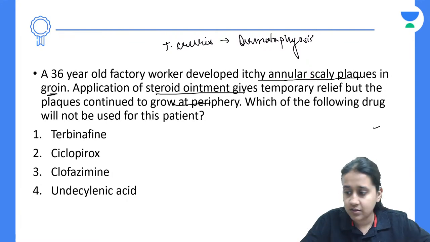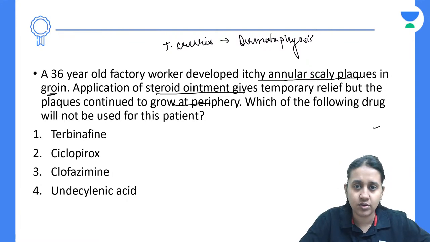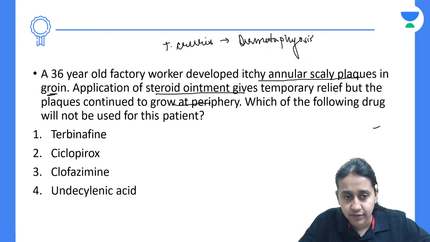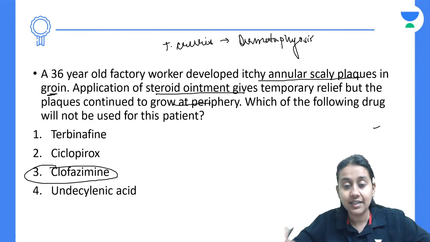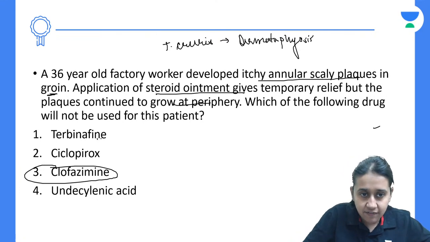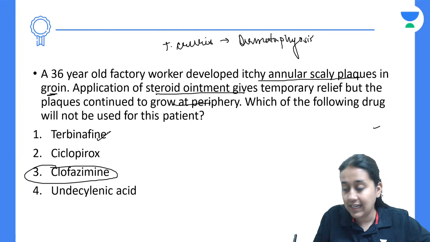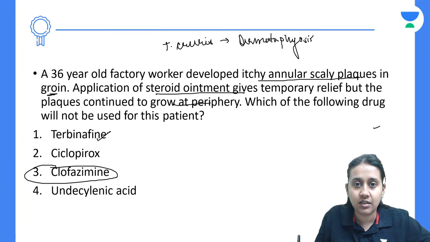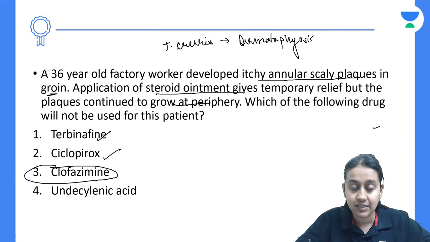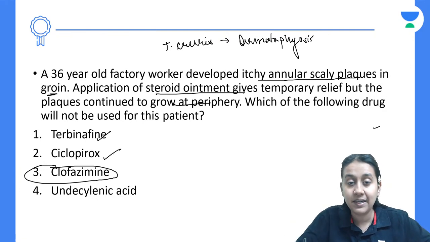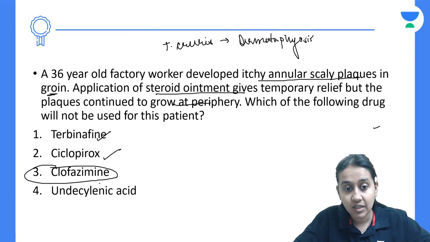Now what is the treatment? You give antifungals like itraconazole or azole groups, terbinafine, griseofulvin. But what is the role of clofazimine? Clofazimine is an anti-leprosy medicine. It has no role in dermatophyte. You can give terbinafine, which is an allylamine, and it inhibits the cell membrane synthesis. Even ciclopirox is an antifungal drug. It works by inhibiting the enzymes which have metallic coenzymes.